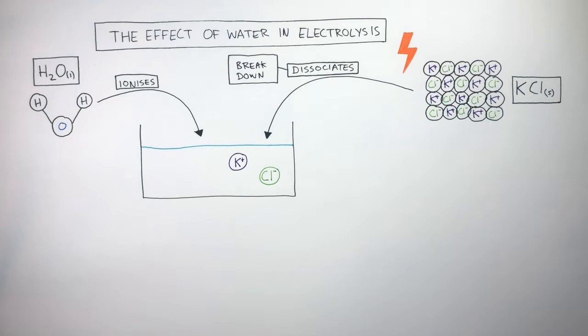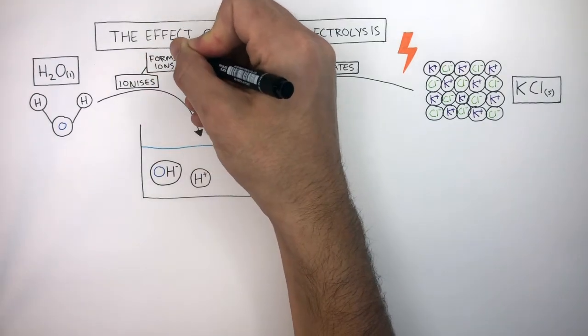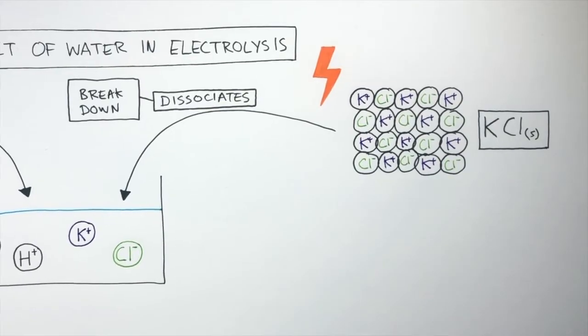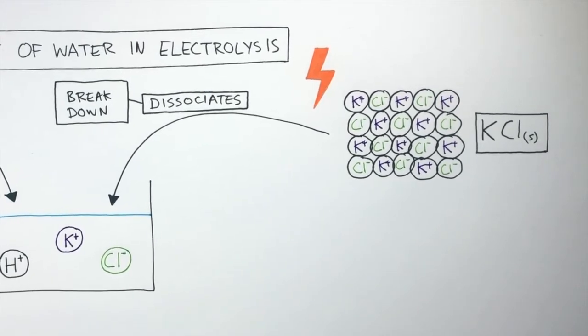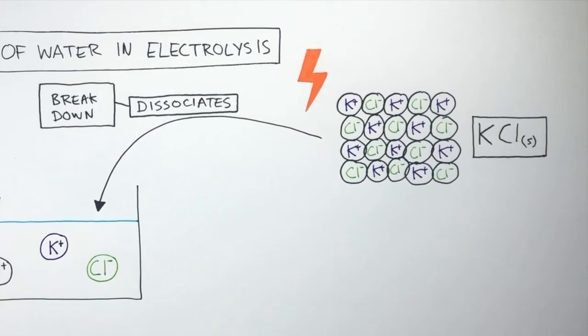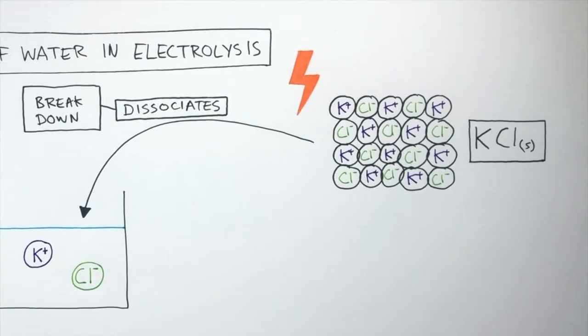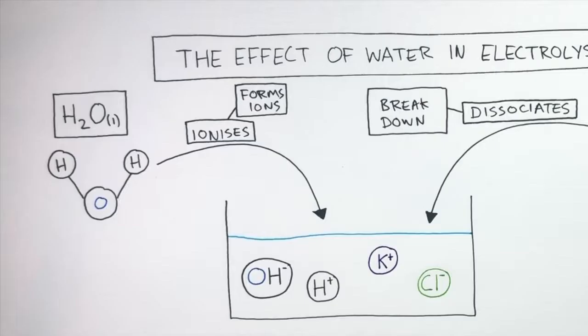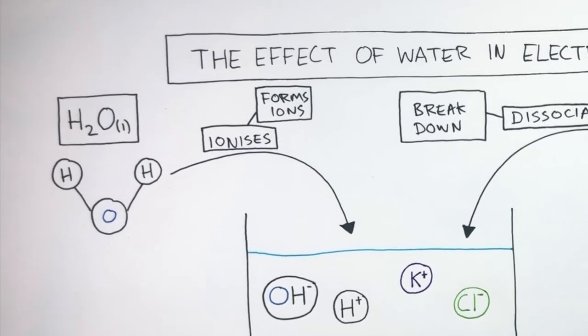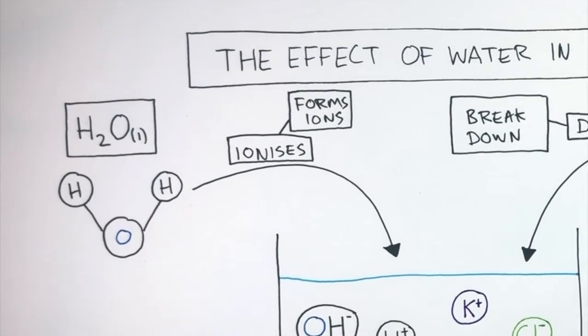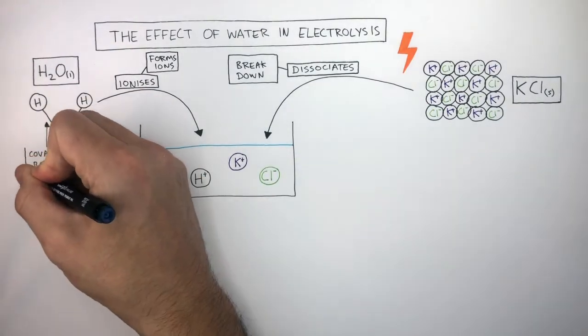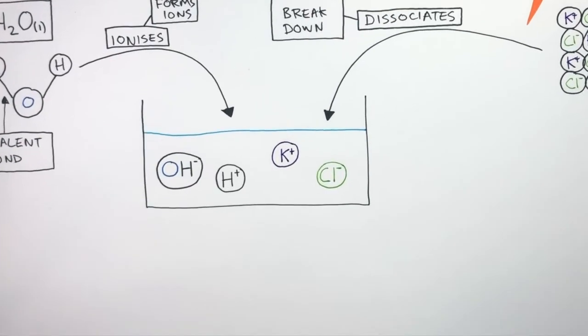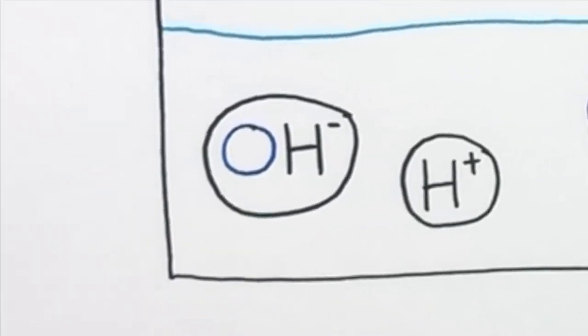It ionizes into hydroxide ions and hydrogen ions. Ionizes means to form ions. Notice how the potassium chloride is already made of ions, potassium ions and chloride ions. The potassium chloride just breaks down into its ions that are already there, which is why we say it dissociates. Whereas water is a simple molecule, there are no ions present. When it ionizes, the covalent bond breaks, forming OH- ions and H+ ions.